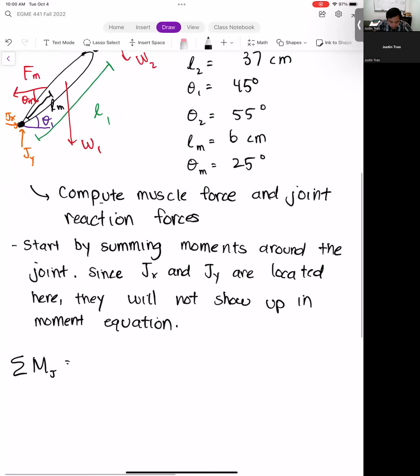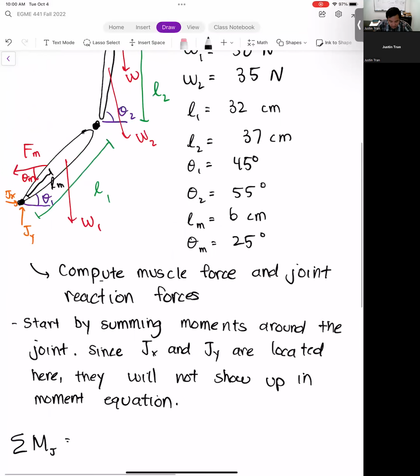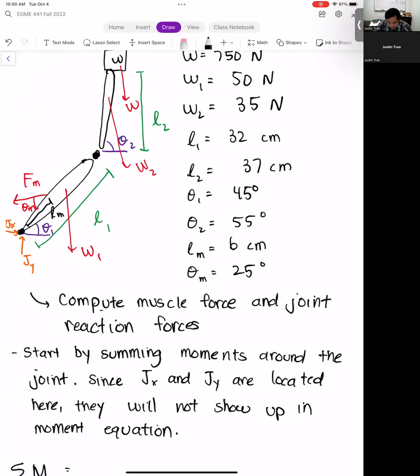And so we know from the figure that except for the joint reaction forces, all the other forces here are going to contribute to that moment. In this case, we have four other forces. We have the muscle force, we have the weights of the two segments of the arm, as well as the weight at the end. And so we're going to have four components here.